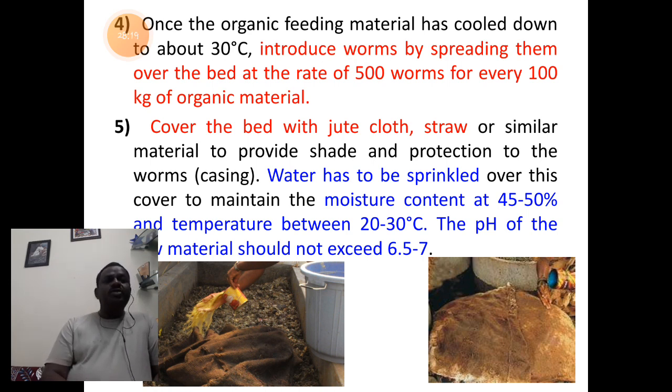The next step is introduction of earthworms. When the temperature reduces to 30 degrees centigrade in the selected area, the selected species of earthworms are introduced into the container. That is, around 500 worms per every 100 kgs of organic matter is introduced.